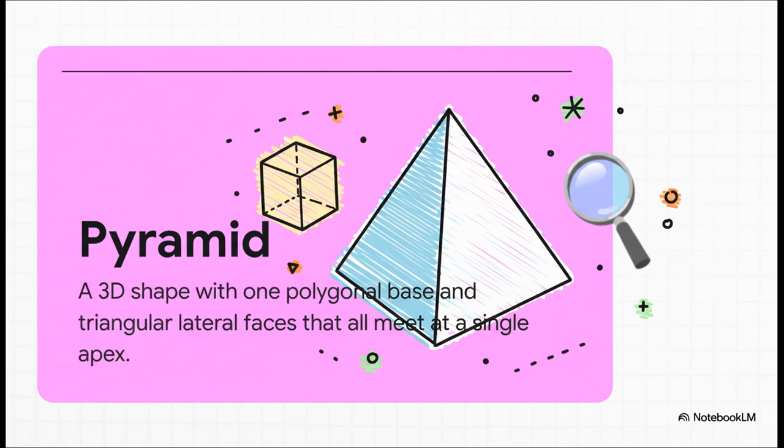For starters, it only has one base. And instead of those rectangular sides you see on a prism, all of a pyramid's sides are triangles that shoot upwards to meet at one single dramatic point. We call that point the apex.